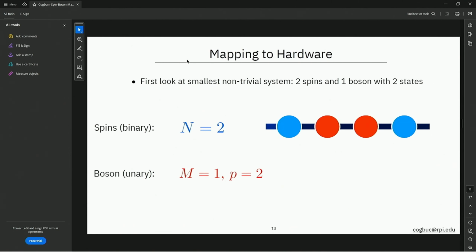All right, so let's actually do this for the simplest non-trivial system we can think of: 2 spins and 1 boson with 2 states. This is how we're going to map it to the hardware. We have our spins here in blue. They're binary encoding, so they just require 2 qubits for 2 spins. This 1 boson with 2 modes is unary encoding, so it requires 2 qubits, 1 for each of its modes.